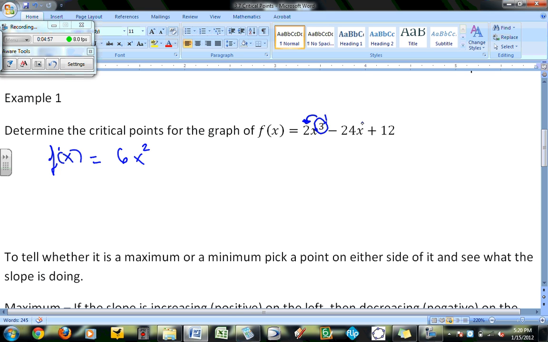Minus 24. Again, this has a power of 1. If we bring that down, 24 times 1 is 24, so minus 24. Subtract the power by 1, and that's 0, so it's just minus 24. And again, the derivative of a constant goes away.